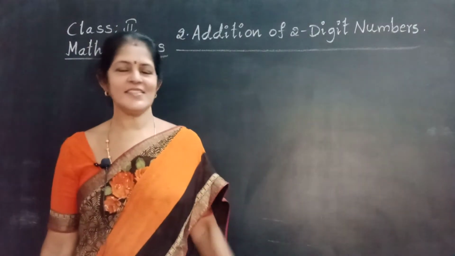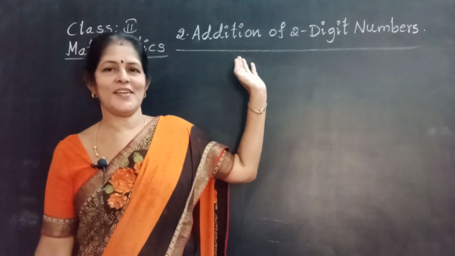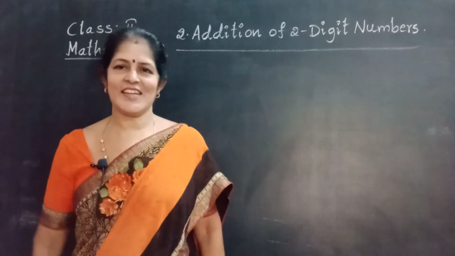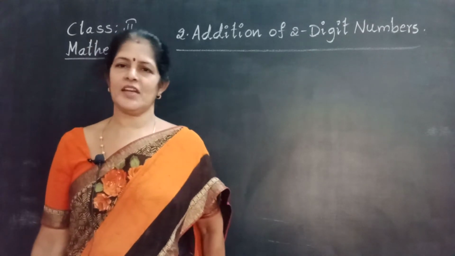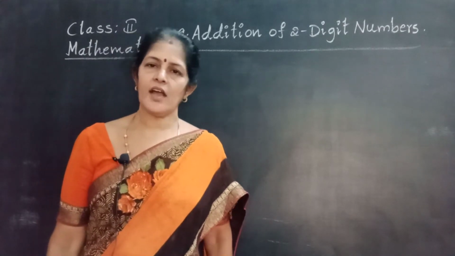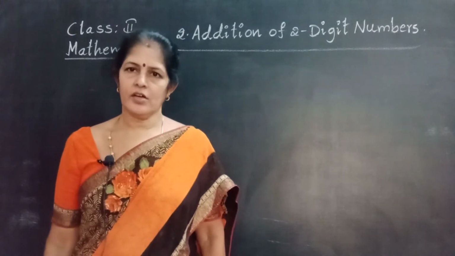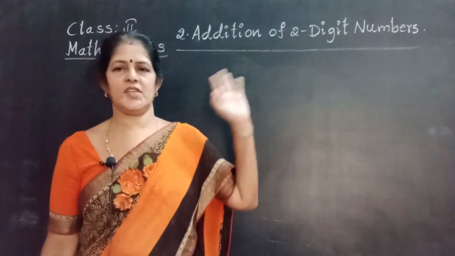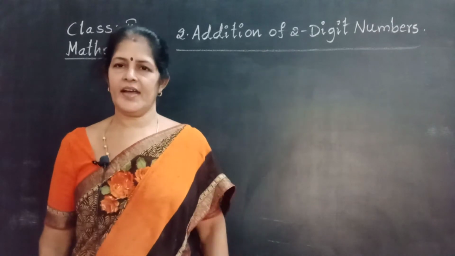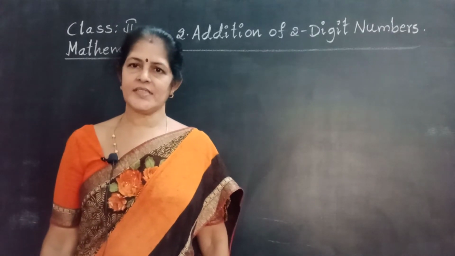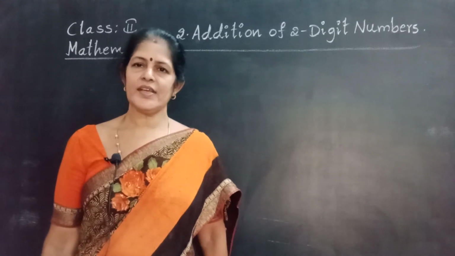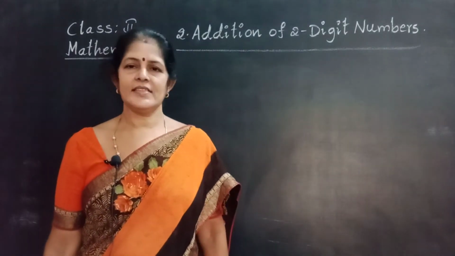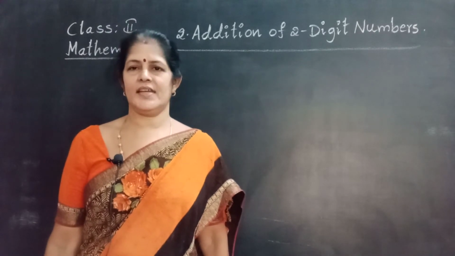Welcome to maths class. Continuation of second chapter, addition of two-digit numbers. In the previous class, I started chapter revision. That means, what are the concepts you learned in this chapter? Two-digit numbers. 10 to 99 numbers are called two-digit numbers. 10 is the first two-digit number. 99 is the last two-digit number.